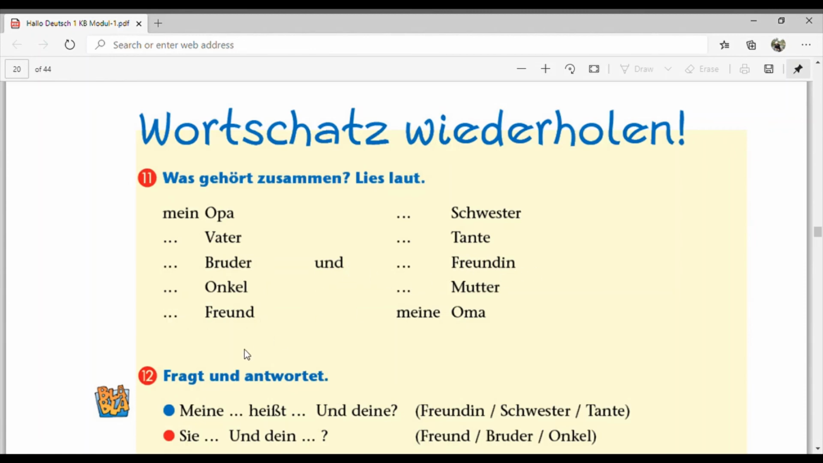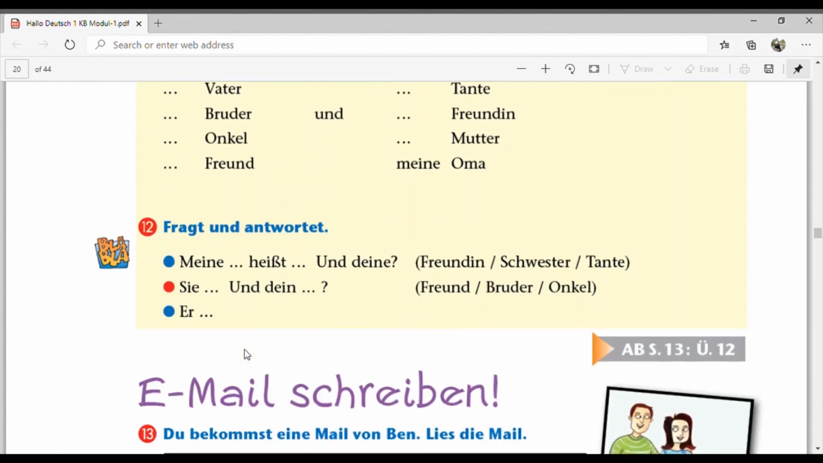Then Nummer 12. Fragt und antwortet. Then you can ask and reply. So meine, das heißt, das und deine. So we are having the options Freundin, Schwester und Tante. So we can fill up here. So meine Freundin heißt, okay, Brigitte und deine. Then meine Schwester heißt Dina und deine. Okay. Then meine Tante heißt Monika und deine.